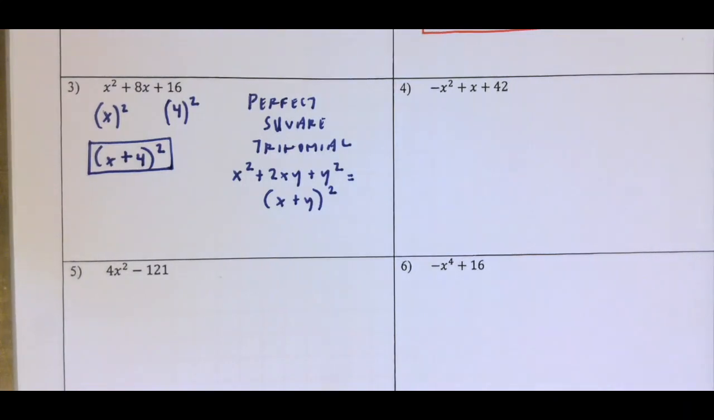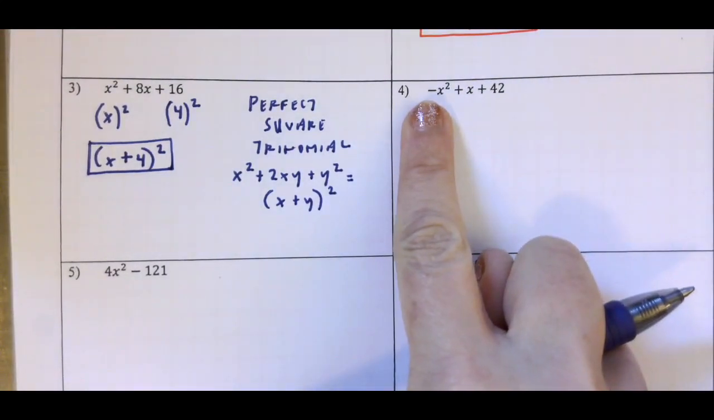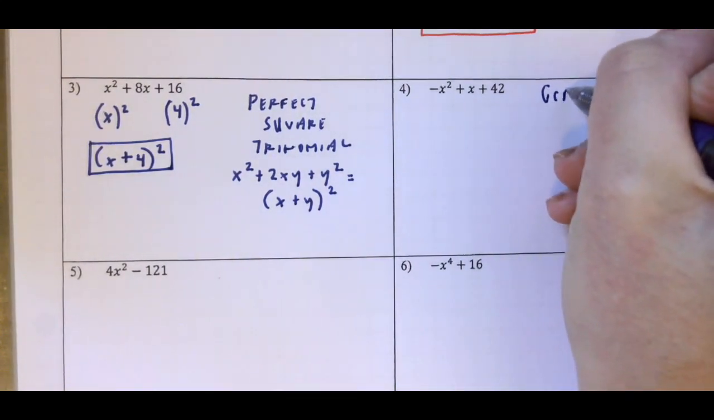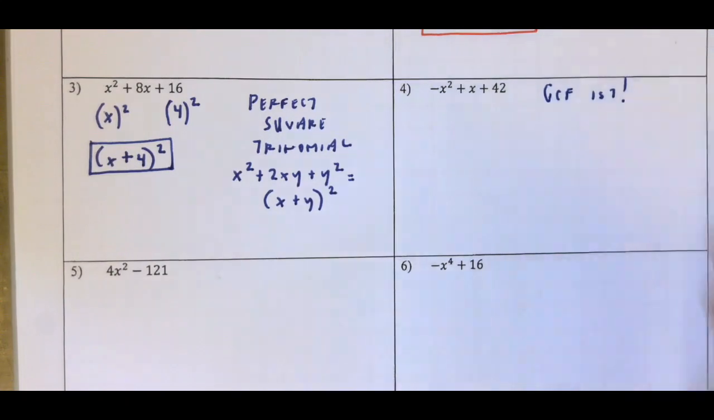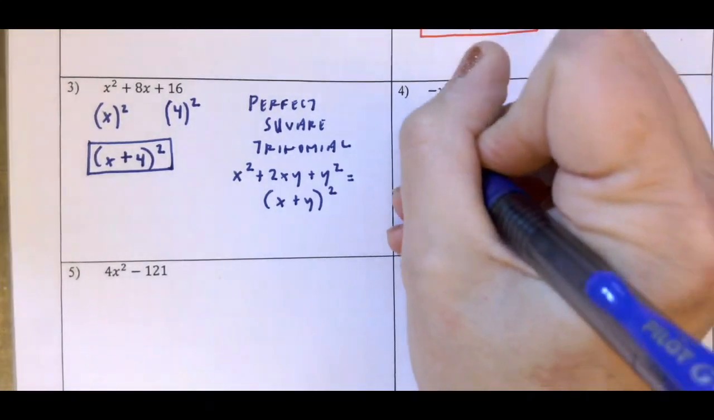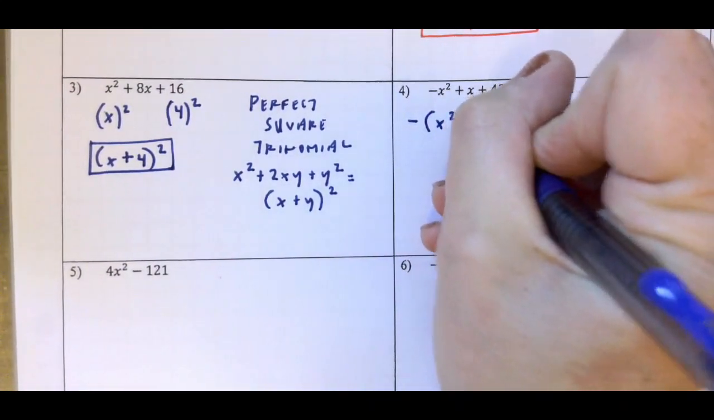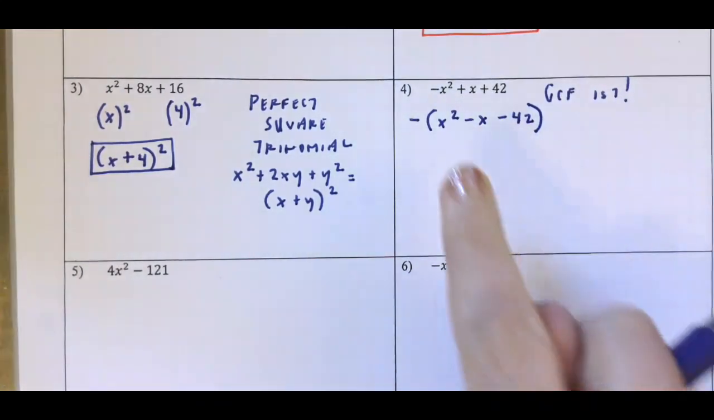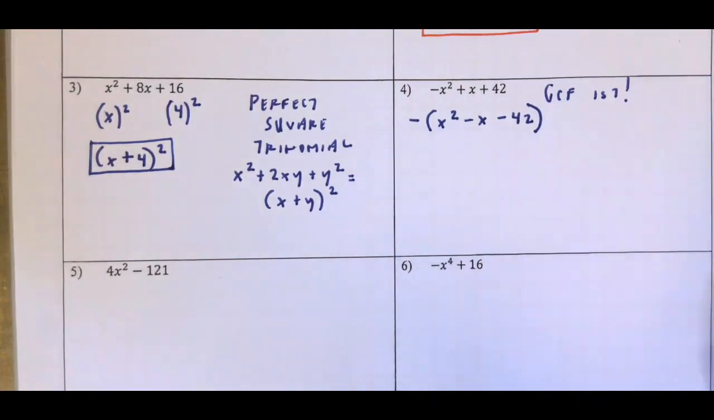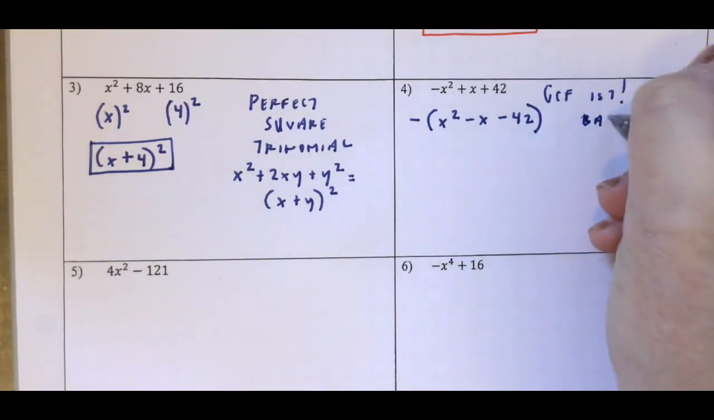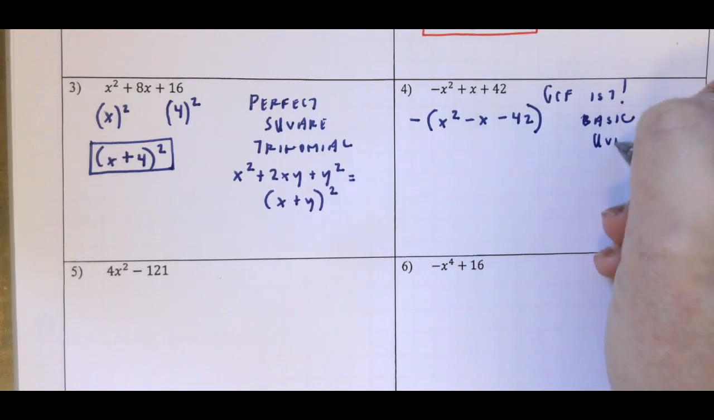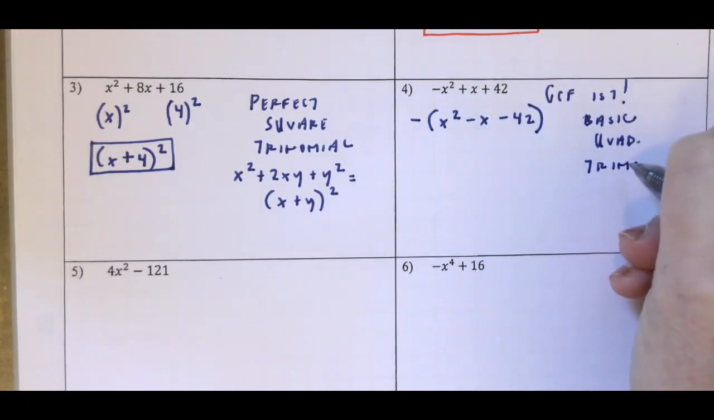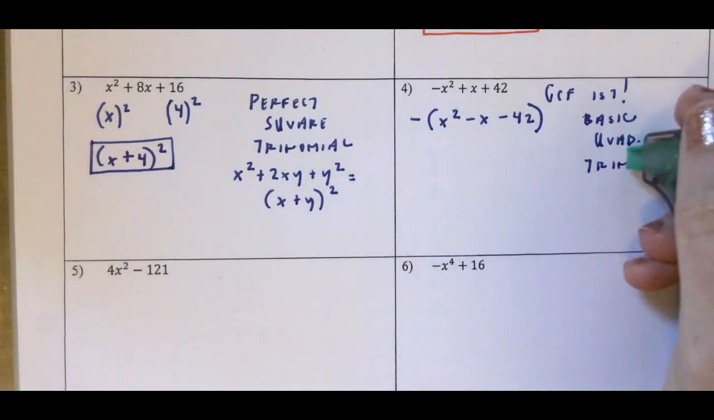Okay, this next one here, I see a negative 1 out in front, and I give these a lot as a reminder that you have to treat that as a GCF. Factor out that GCF first. So if I divide out a negative 1, now I have x squared minus x minus 42. So now when I stare at what's left, I see, ooh, that's a basic quadratic trinomial, just like we saw directly above it, where now we have a leading coefficient that is 1.